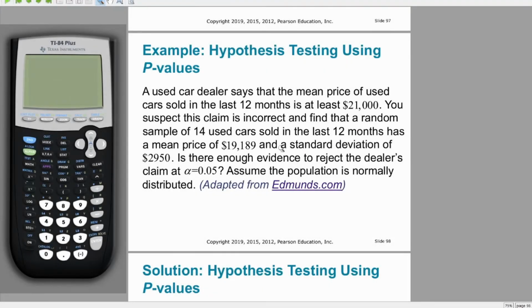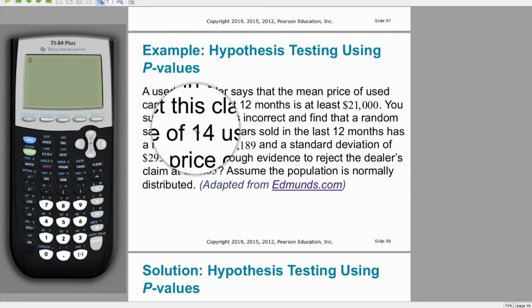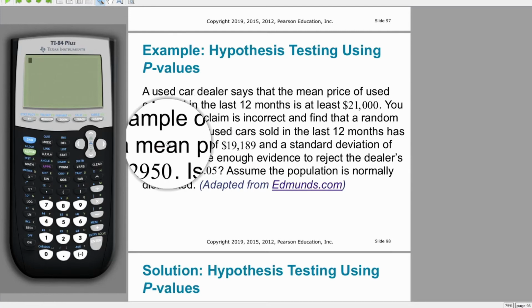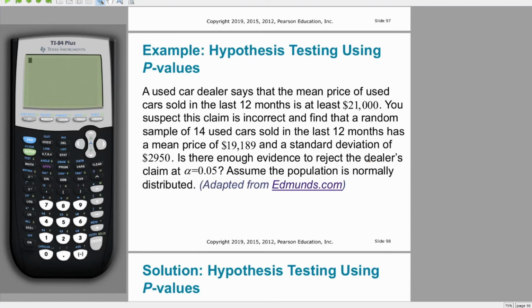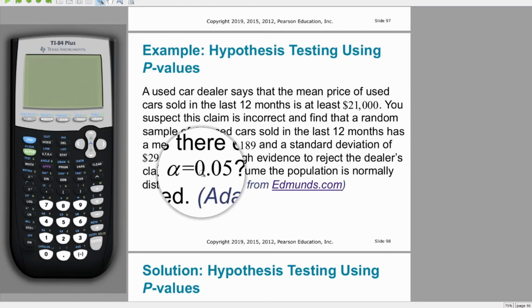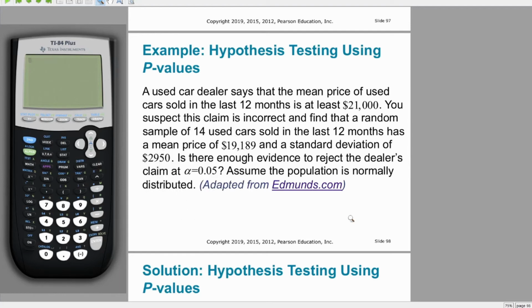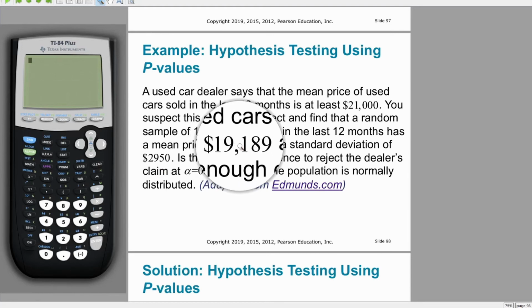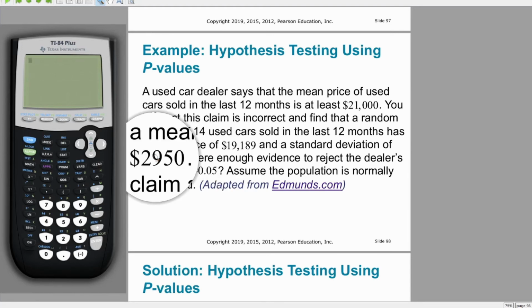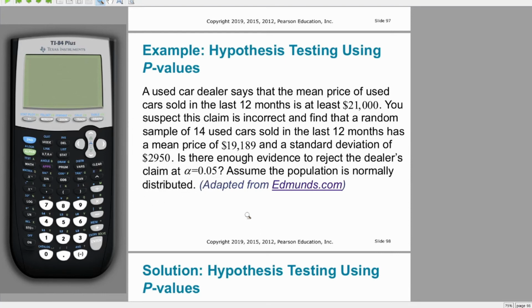For us, the big things we should pay attention to here are that we're given a sample of 14 used cars that had a mean price of $19,189 and a standard deviation of 2950, where we are going to test this claim for level of significance alpha equals 5%, where we know we're using the t-distribution for this because we are only told information about the sample. We're only given a sample mean, and that 2950 is specifically the standard deviation for those 14 cars. That is an s value, not a sigma.